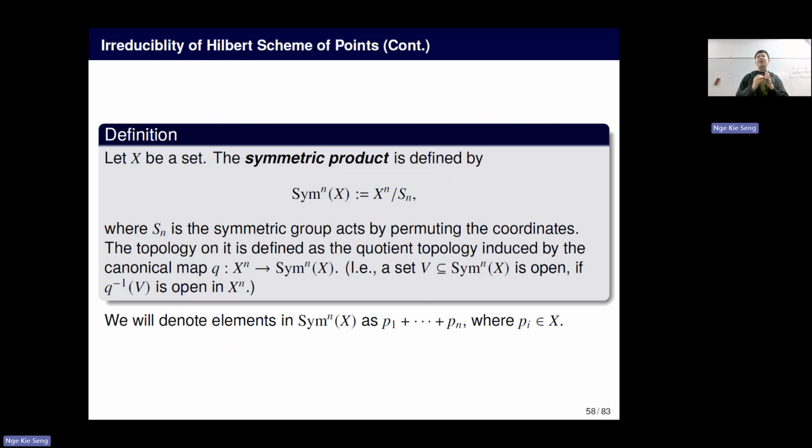Which means that if V in Sym^n X is open, its preimage is open in X^n. And Justin just used the multiset way to express the element in Sym^n X, and I try to use the formal sum way to prove it, because we know that when we say sum, the addition is abelian, right? So we use this way to mean that the order does not matter in this symmetric product.